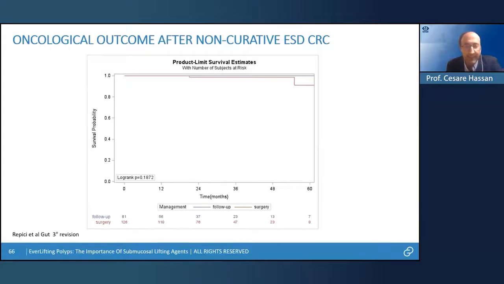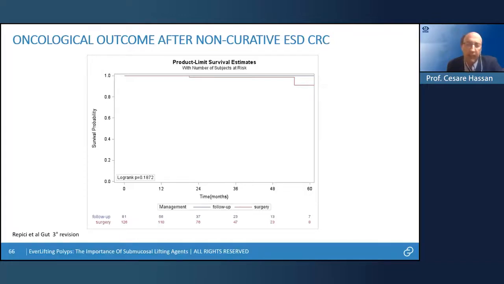So I did an ESD, and then histology came back with a high-risk T1. What happened to this patient? Less than half was operated, and the remaining half was not operated based on a multidisciplinary choice. And when we followed those who were not operated, we actually had no malignant recurrence. So even after non-curative ESD, you need to choose wisely between wait and see and surgery.